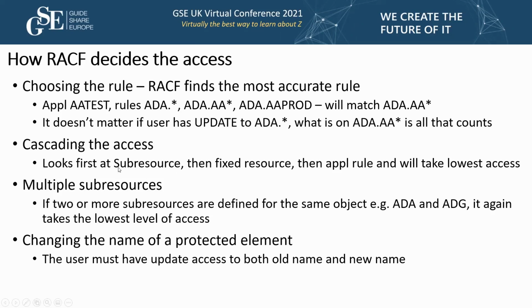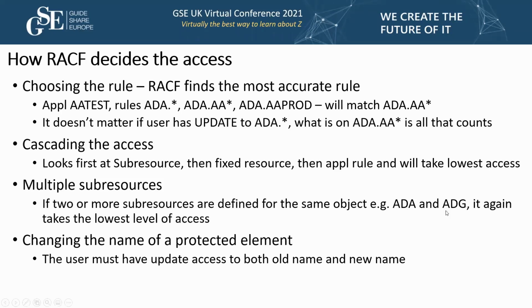The other thing is it looks first at sub-resources, then the fixed resource, and then the application rule, and it will take the lowest access. So if you've got read access at the application rule level, you haven't got any, you can't do update to anything, no matter what the higher rules say.